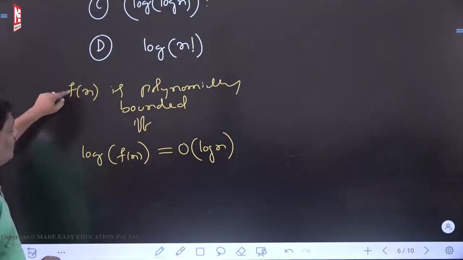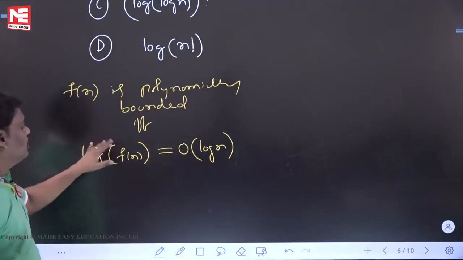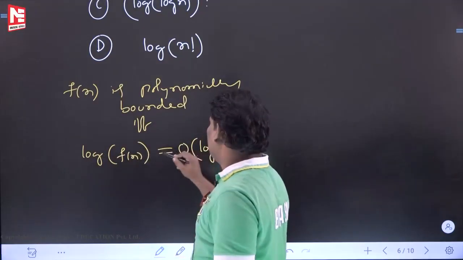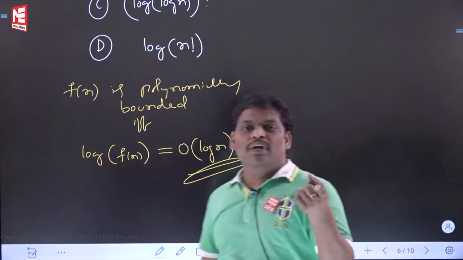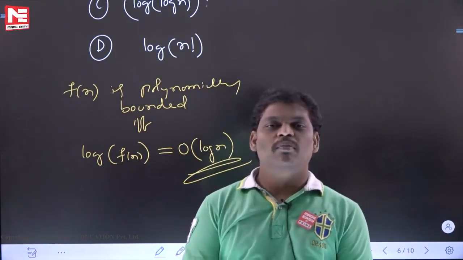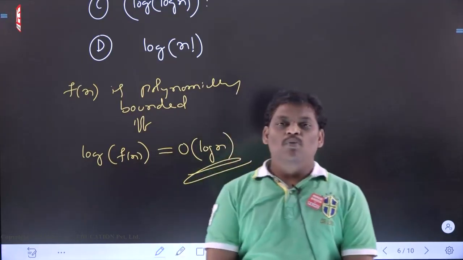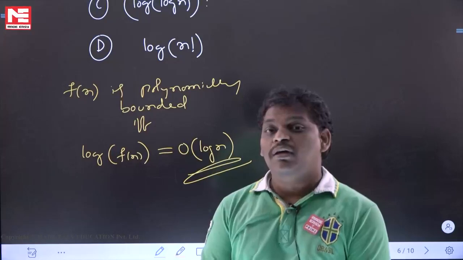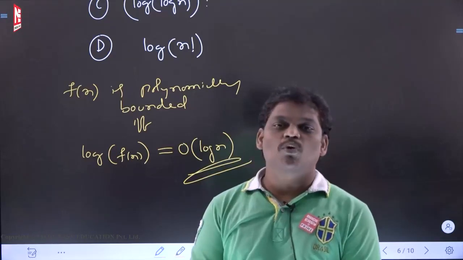Just apply it. I can say f of n is polynomially bounded after applying log to f of n, this value is not going more than log n. Means the upper bound of log f of n is going to be big O of log n. Please be careful. The meaning is f of n is polynomially bounded if and only if log f of n is big O of log n. What is the meaning? Log f of n cannot go more than log n value. I am not saying that f of n cannot be more than log n.